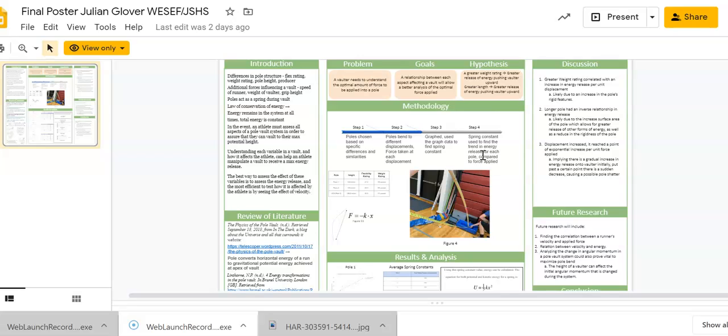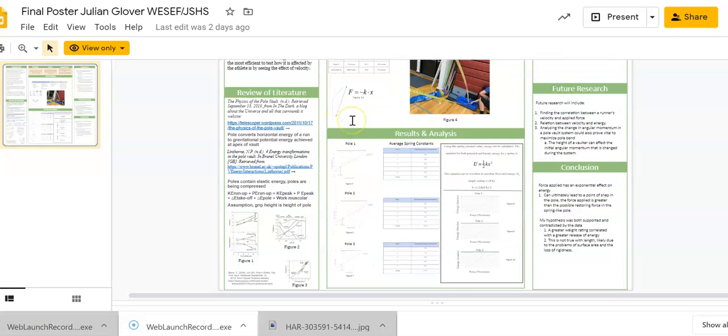The poles were bent to different displacements, and there was a force reader reading the force applied to get to each displacement. The graph of force and displacement was used to find the spring constant of each pole, and the spring constant was used to find the trend in energy release for each pole compared to the force being applied. So you see Hooke's law, F equals negative kx, where k is the spring constant. And there's an image of the experiment and a description of each pole.